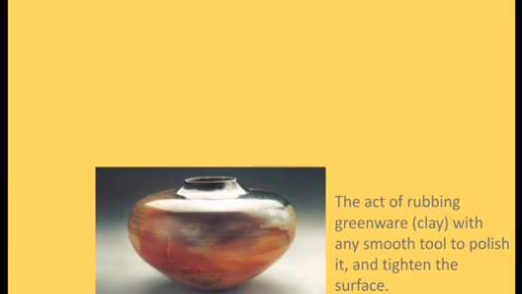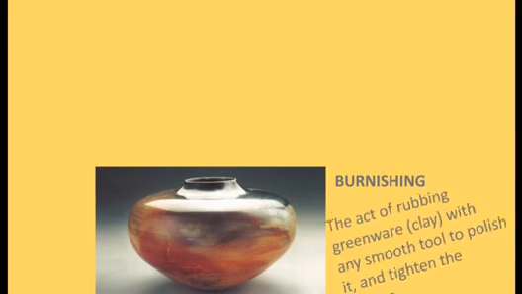The next one is burnishing. On your slide right now, you can see a flower vase. What is burnishing? Burnishing, the act of rubbing greenware, clay, with any smooth tool to polish it and tighten the surface. It's an act of smoothing either leather hard clay or wet clay to give a fine smooth finishing on the clay surface.